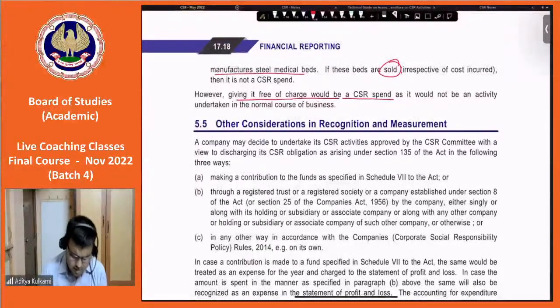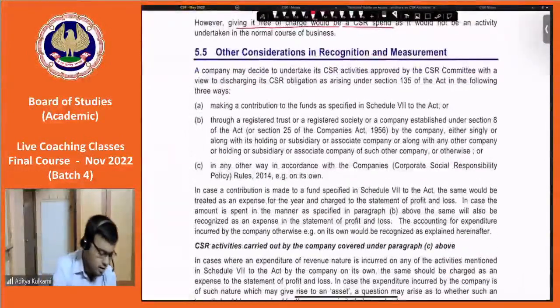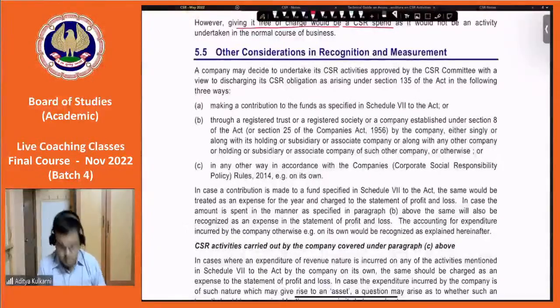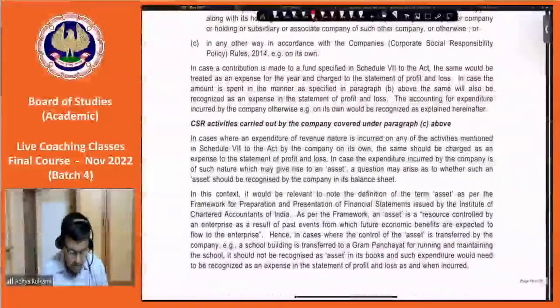Is it okay? So these are some of the discussions that we had regarding your expenditure.